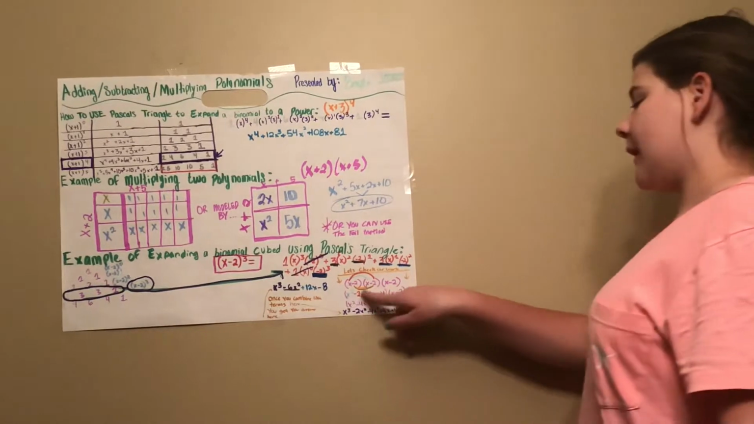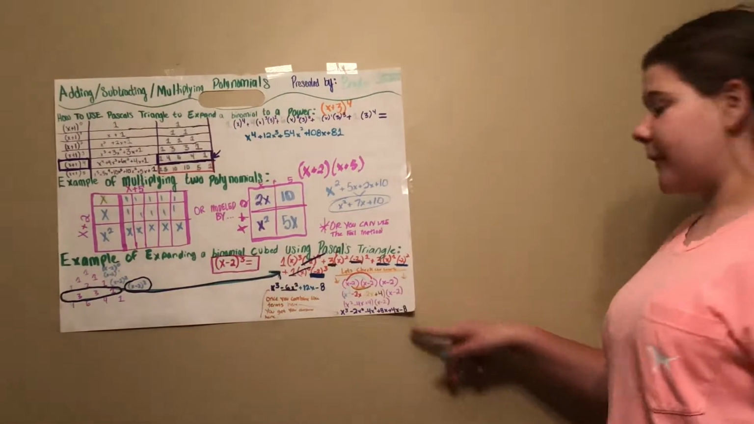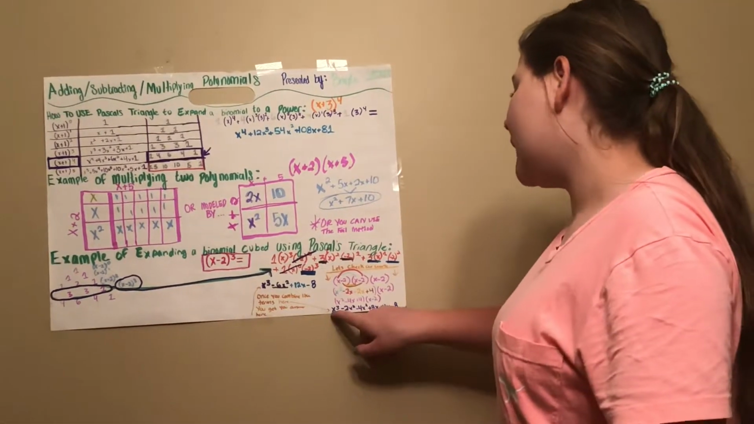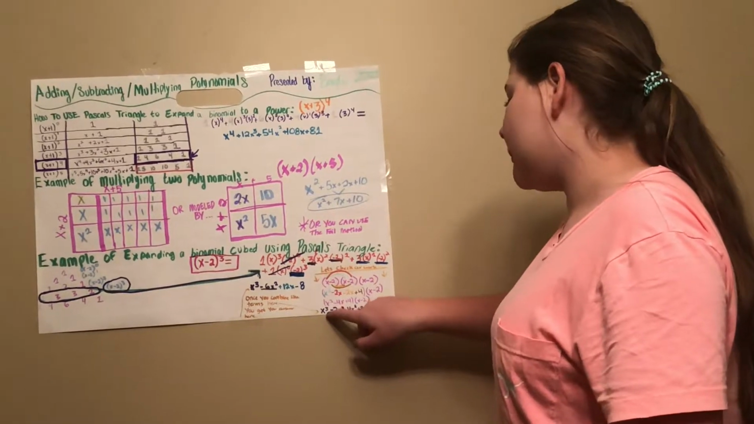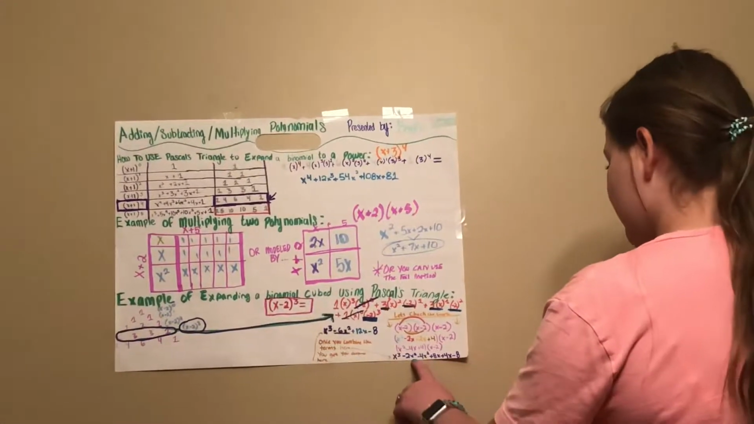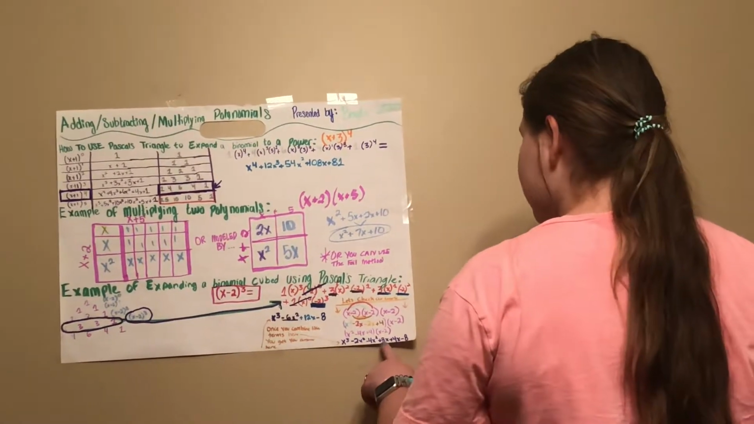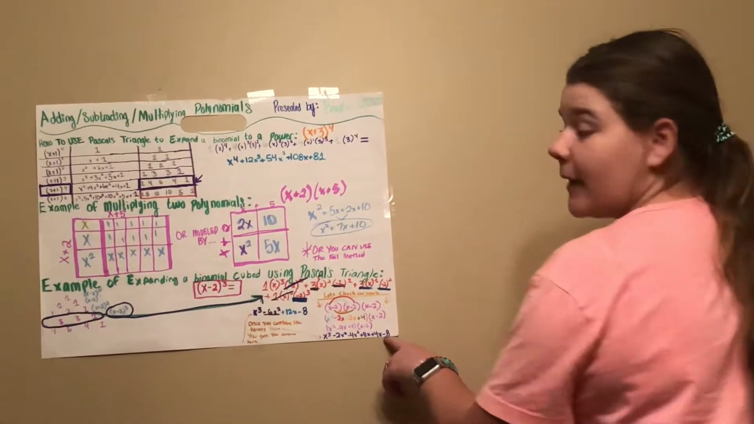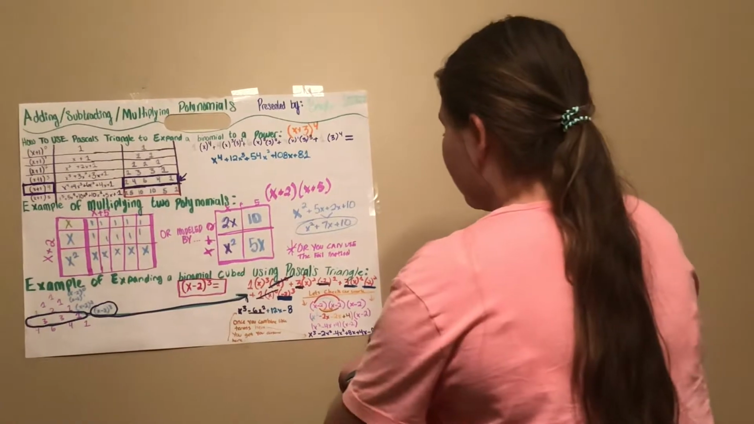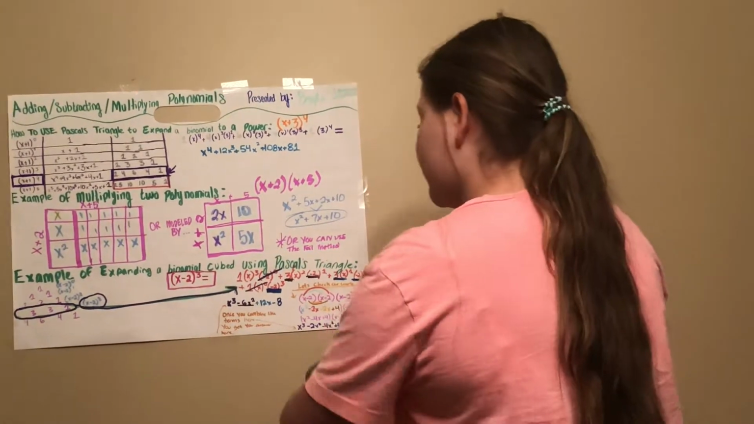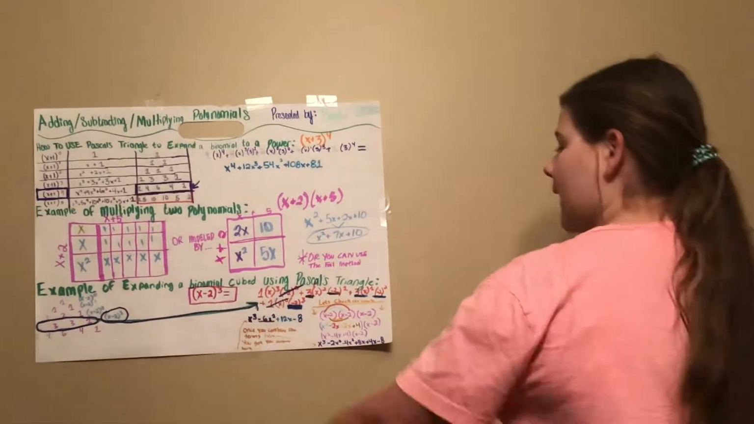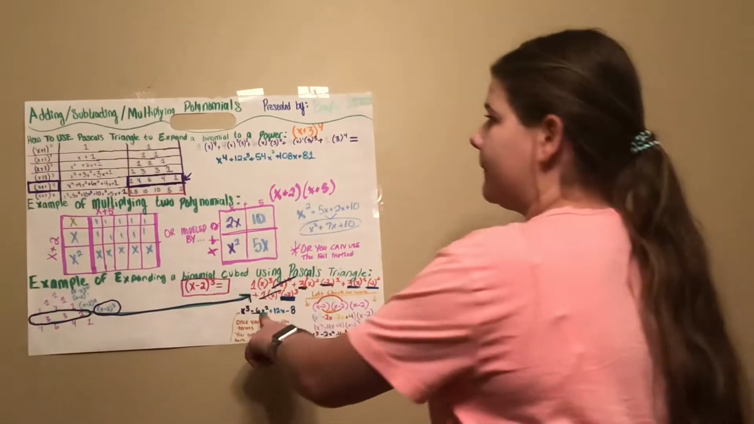So then once we FOIL that out again and distribute it, now we have x cubed minus 2x squared minus 4x squared plus 8x plus 4x minus 8. And once that gets simplified down and you combine like terms, you get the answer that you got originally.